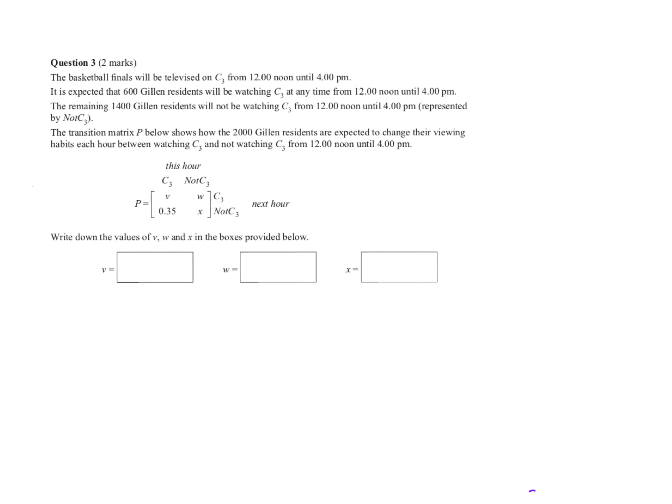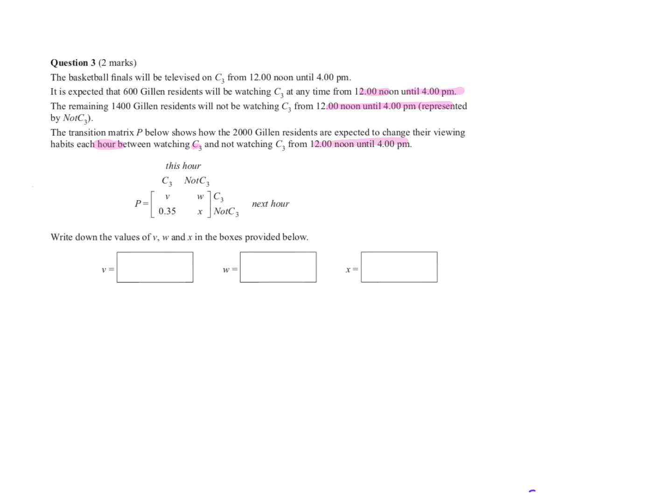Okay, in this one, the basketball finals will be televised on Channel 3 from 12 to 4 p.m. It is expected that 600 residents will be watching C3 at any time from 12 noon to 4 p.m. The remaining 1,400 residents will not be watching C3 from 12 p.m. to 4 p.m. The transition matrix below shows how 2,000 residents are expected to change their viewing habits each hour, watching C3 and not watching C3, from 12 noon.